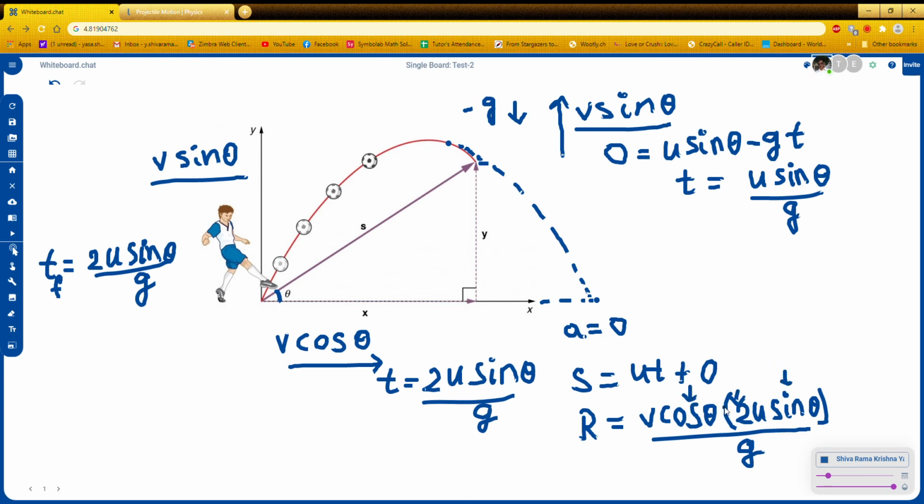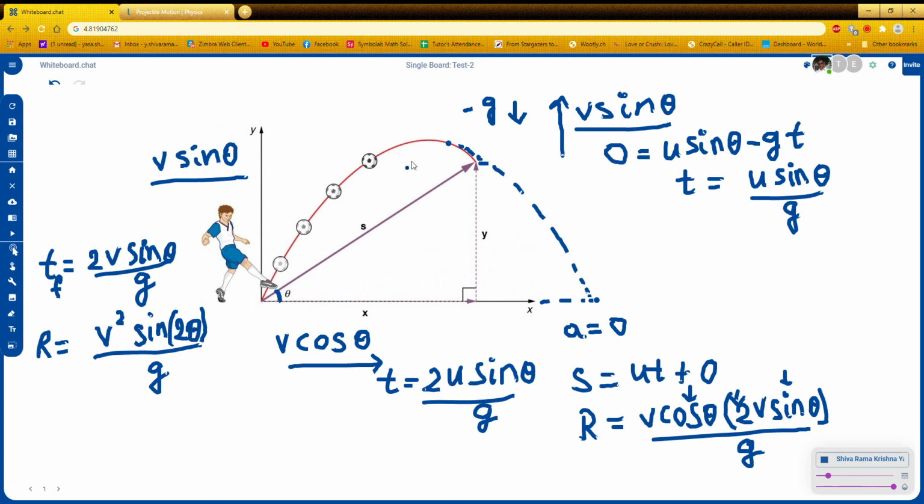Now you can see 2 cos theta and sine theta. What is 2 sine theta cos theta? That is just sine 2 theta, and okay, this is v, sorry, v. So v and v gives v square. So the maximum range will be v square sine 2 theta by g, and theta is the angle with which it is thrown.